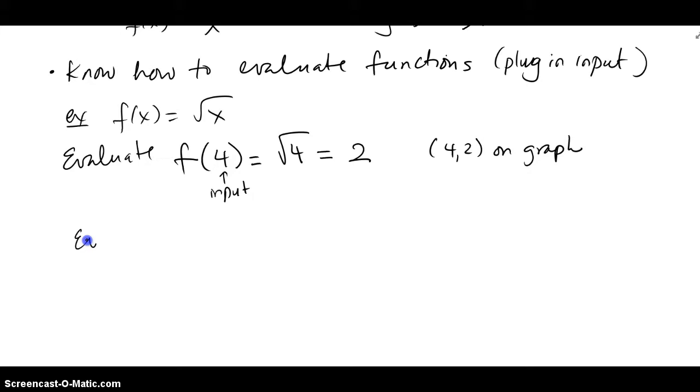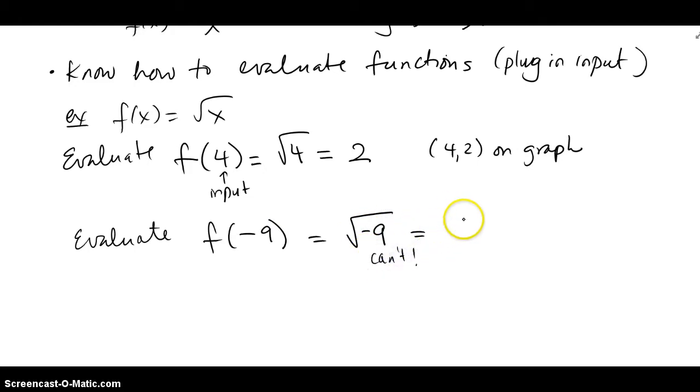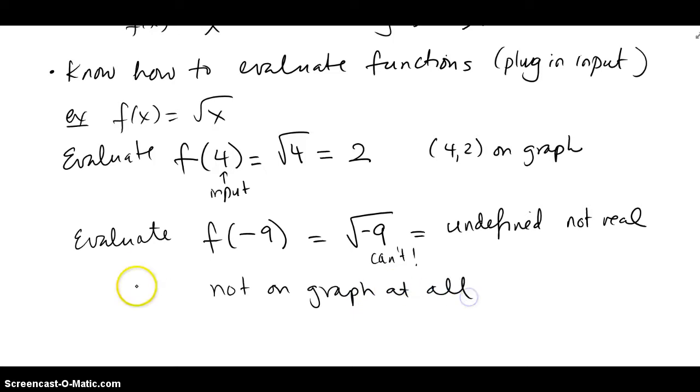Or if, let's say, I said evaluate f of -9, for example, you would put -9 and then you would realize, well, you can't do this because right now it's a negative under the radical, so you would say either undefined or not real, and the input would not be on the graph at all. In other words, -9 is not going to be on the graph of this square root function because the input did not produce an output.